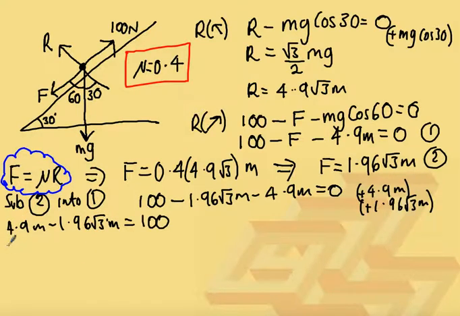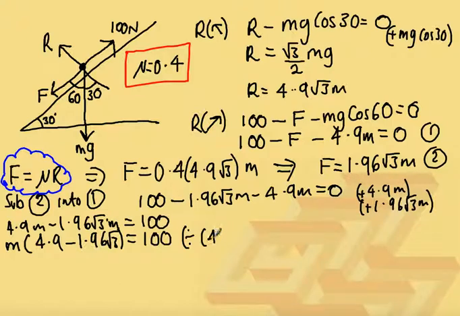Another way of doing this is I could factorise the m out and say, okay, m times 4.9 minus 1.96 root 3 equals 100. And the reason I'm doing this is I'm just trying to find the most exact answer possible. What happens in some questions, especially exam questions, is that you sometimes have to find exact answers, which means that you need to be able to do the algebra. You need to be able to manipulate to this level. They are the more challenging exam questions, but nonetheless, something that you may need to do.